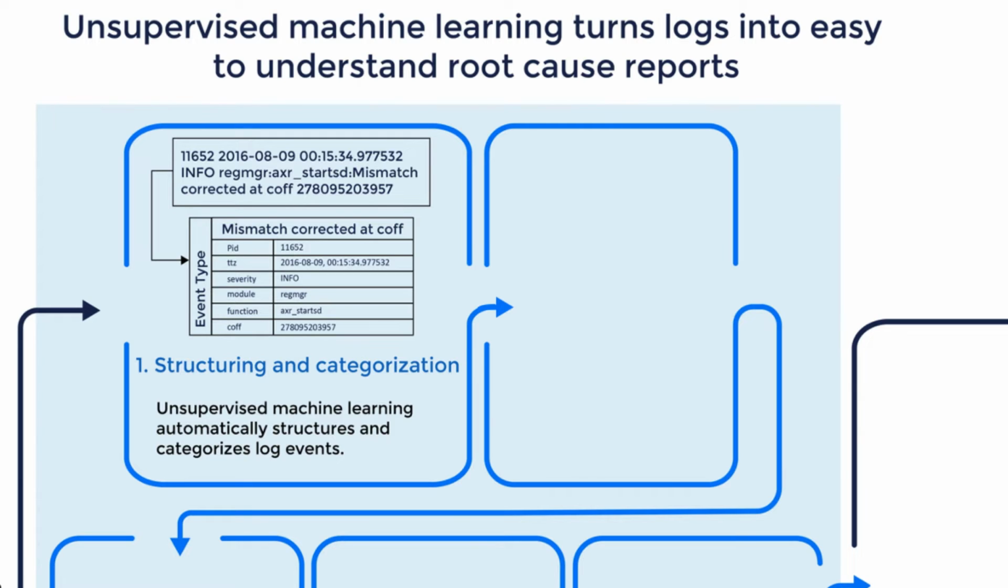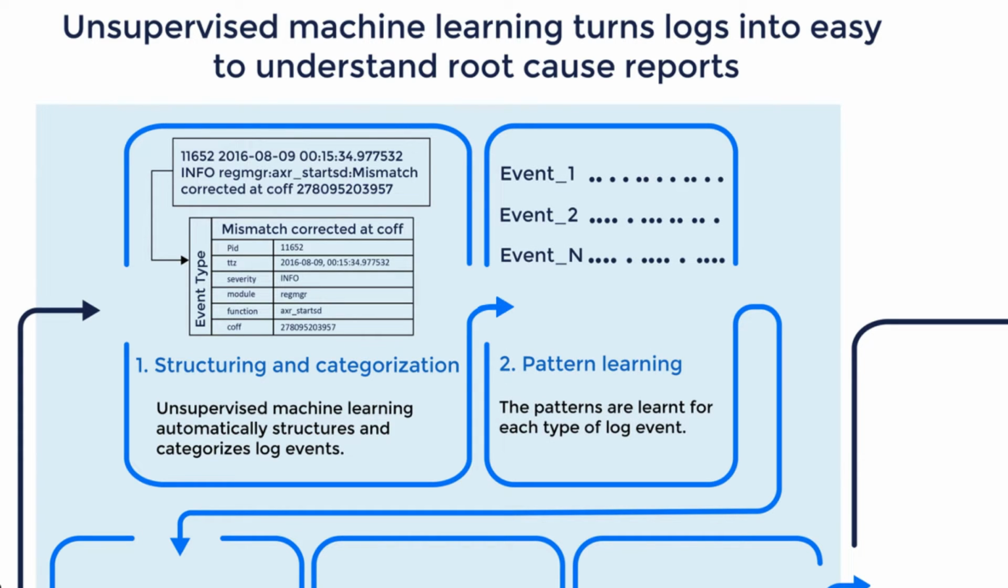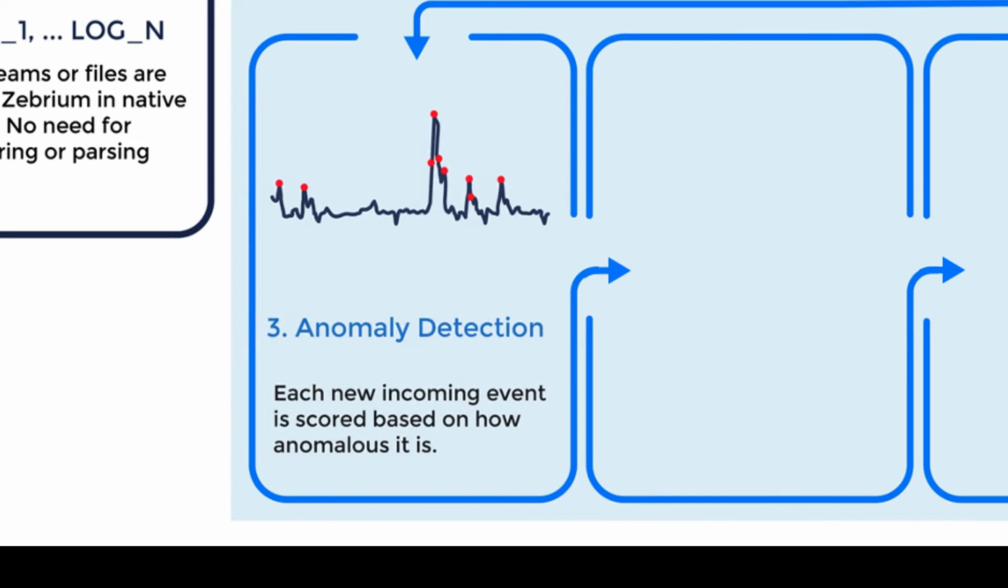Once all the events have been categorized, the next layer of ML learns the patterns for each type of log event. This continues to improve as it sees more data, but even a small number of log lines is enough for it to get a good baseline. Now, as each new event is processed, it is given a score based on how anomalous it is. There are many things that go into anomaly scoring, but the two most significant factors are how rare the event is and how bad the event is. That is, events with higher severity get higher scores.